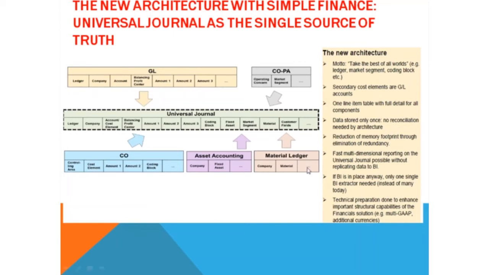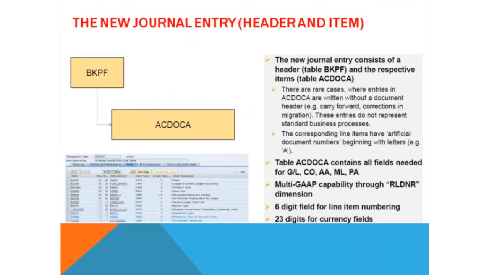The new architecture, which I just let you know about, has basically revolutionized S/4HANA: the universal ledger, the journal. And then there is the new journal entry, with header and items. So we have a header as well as respective items. Previously we called them line items, and now we have a header. BKPF is the header table, and then there are the respective items, and in rare cases the entries are in what is called ACDOCA.